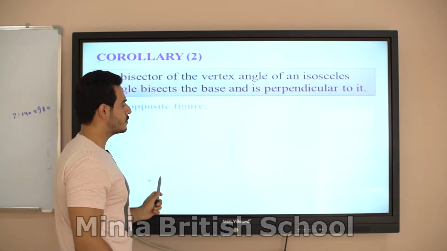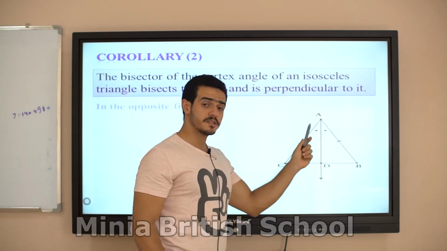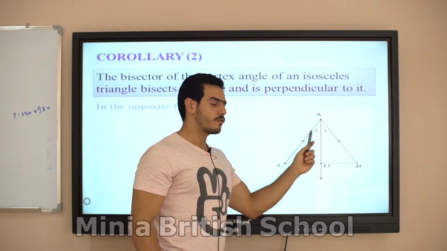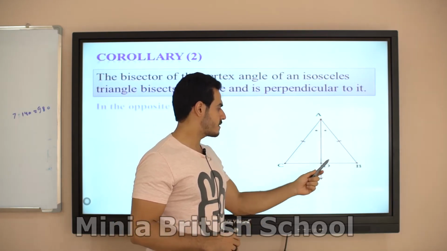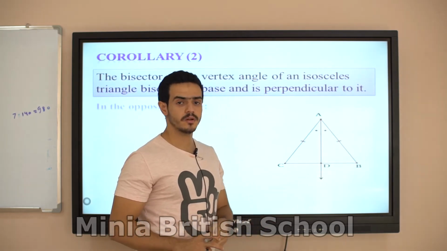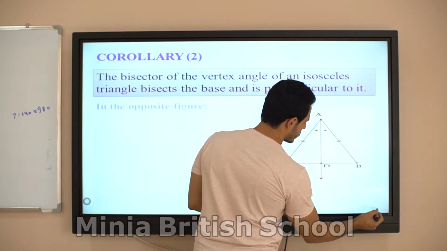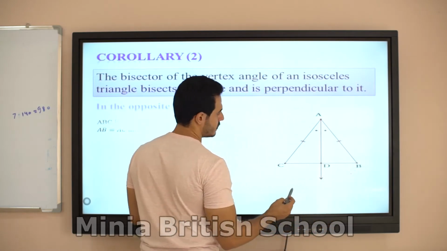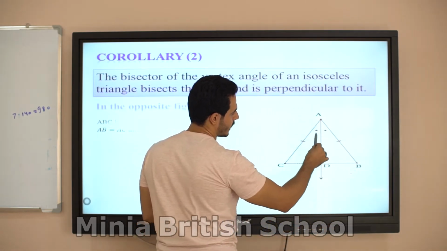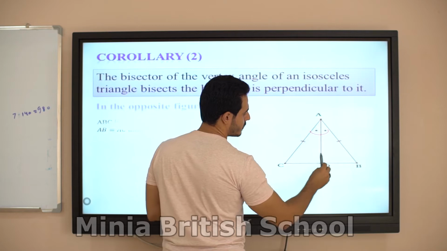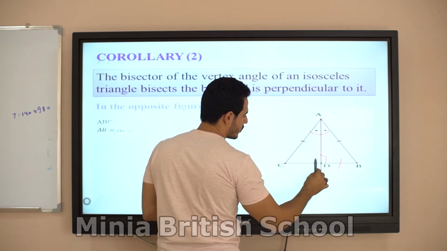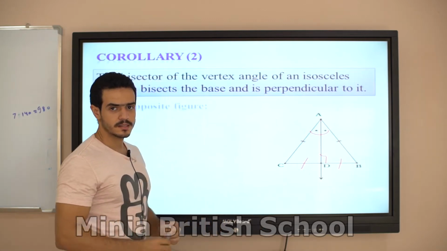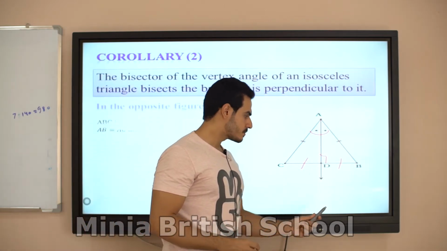Corollary 2. The bisector of the angle from the vertex of an isosceles triangle bisects the base and is perpendicular to it. That means if AD is the bisector of angle A, then AD is perpendicular to BC and D is midpoint of BC. Okay?